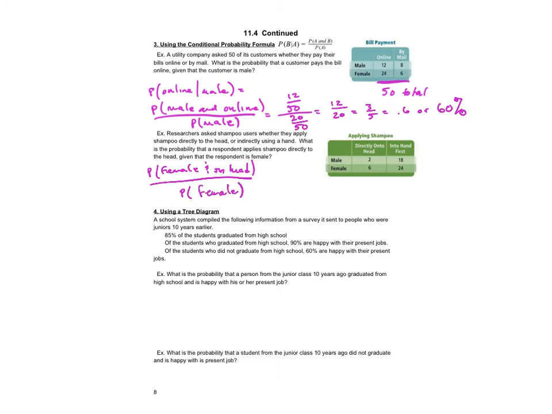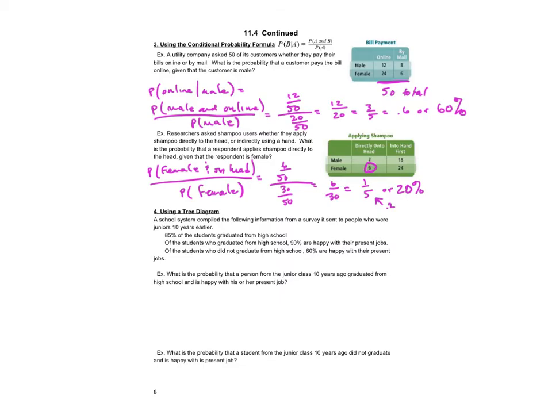So we have, well, female and directly onto head is 6. Okay, 6 out of 50. And then, of course, just being female is going to be 30 out of 50, or we're looking at 6 out of 30, and that is going to be equal to 1/5, or 20%, of course, 0.2. And there you go, that's the probability, given that the respondent is female and puts it directly on head.